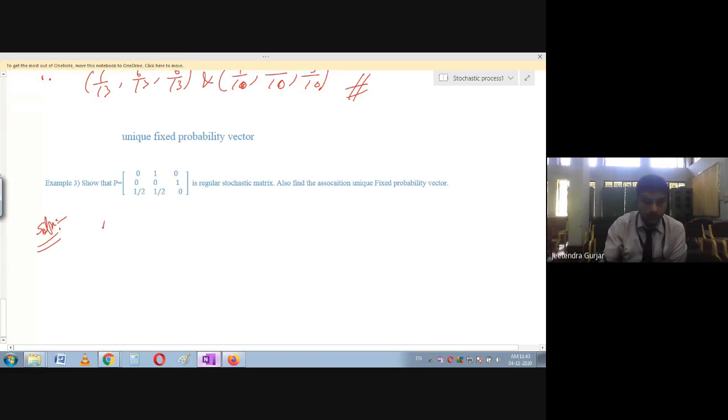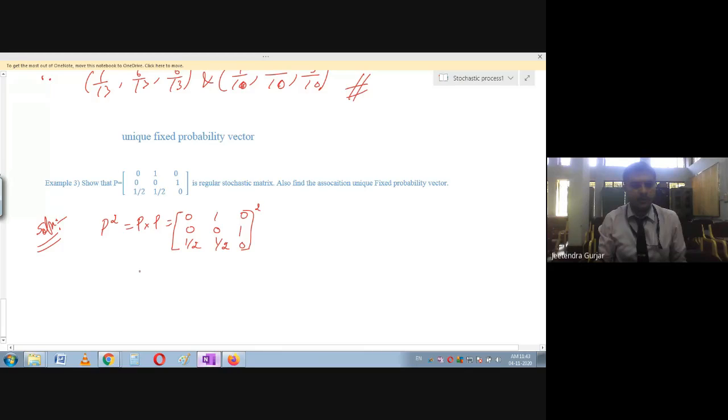So I'm going to take P square, P into P. If you find that P square is positive, then we say this matrix they have given here is regular, student. So please try substituting in your calculator. Multiplication of two matrices, I think you can do. This is 0, 1, 0, 0, 0, 1, 1 upon 2, 1 upon 2, 0. You can square this in your calculator. I think there is an option.